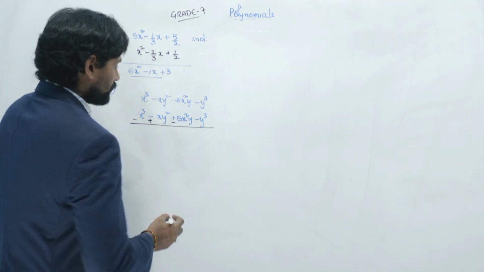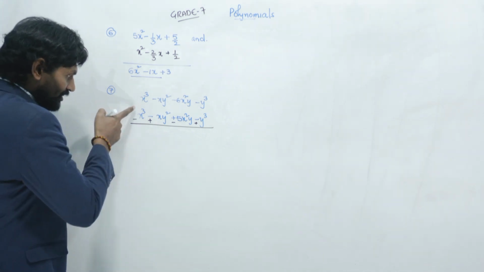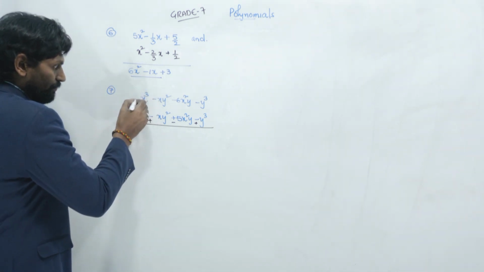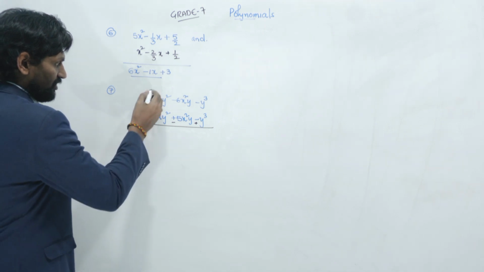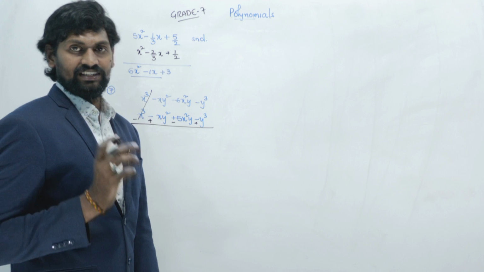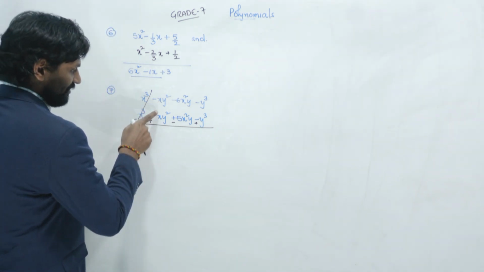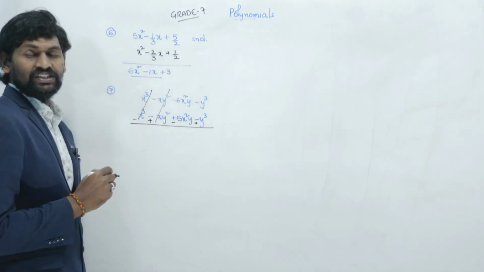Plus x cube becomes minus x cube, minus xy square becomes plus xy square, plus 5x square becomes minus 5x square, and the last one is plus. Now x square minus x square, so the coefficients 1 minus 1 is 0, so we can neglect this. There is no term, both are cancelled. 2 minus 2, 0, like that. Here also a 0 term.